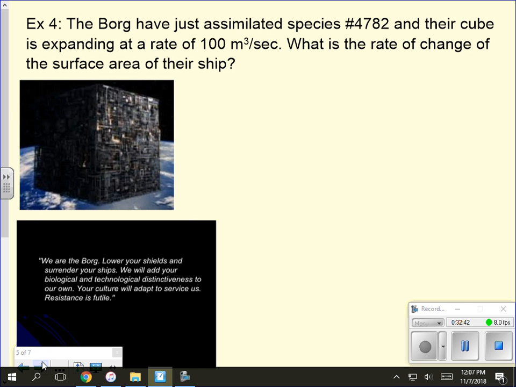We are the Borg. Lower your shields and surrender your ships. We will add your biological and technological distinctiveness to our own. Your culture will adapt to service us. Resistance is futile.